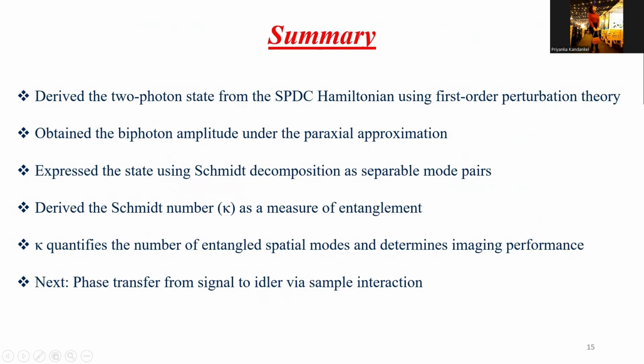So at last, I can summarize all the discussion that I explained. First of all, we derived the two-photon state from the SPDC Hamiltonian using first order perturbation theory, and then we obtained the biphoton amplitude under the paraxial approximation. And then we expressed the state using Schmidt decomposition as separable mode pairs and derived the Schmidt number K as a measure of entanglement, which quantifies the number of entangled spatial modes and determines the imaging performance.